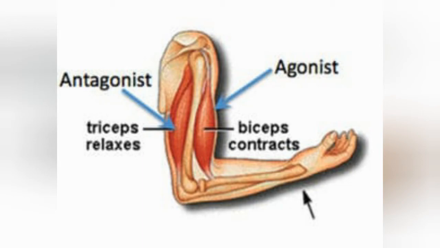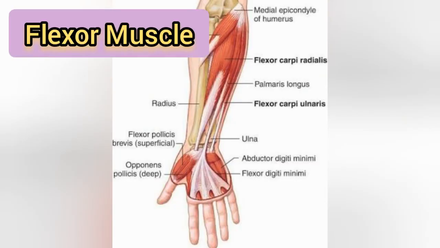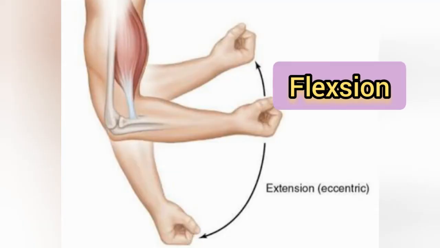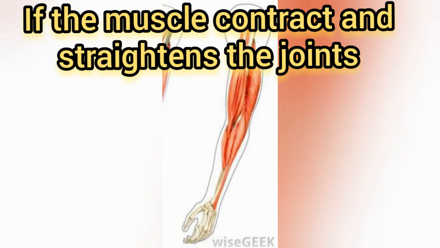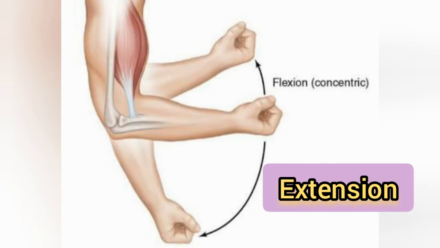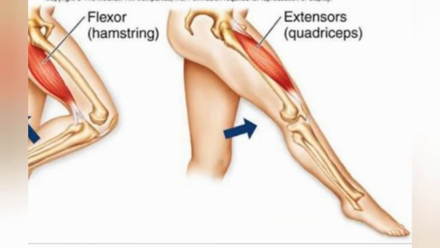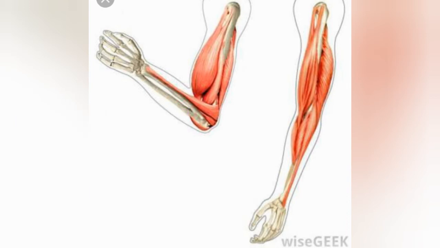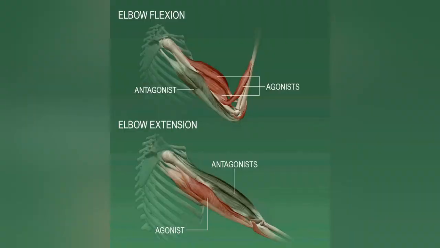The muscle that contracts and bends at the joint is known as the flexor muscle, and the movement is known as flexion. On the other hand, the antagonist is the muscle that contracts and straightens the joint, and this is known as the extensor muscle, and the movement is known as extension. So basically these are the antagonistic actions of both muscles, flexor and extensor. Two types of antagonist muscles exist: flexor muscles and extensor muscles. One gives the movement flexion, the other gives extension.